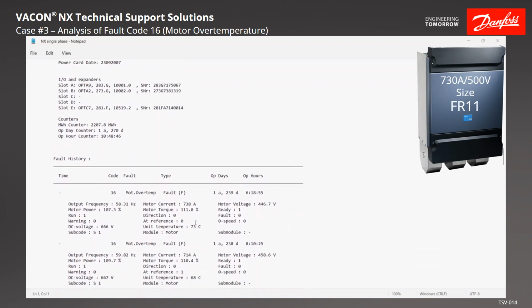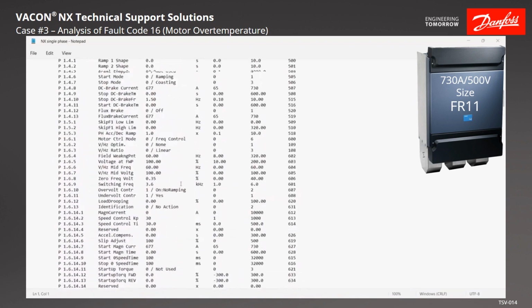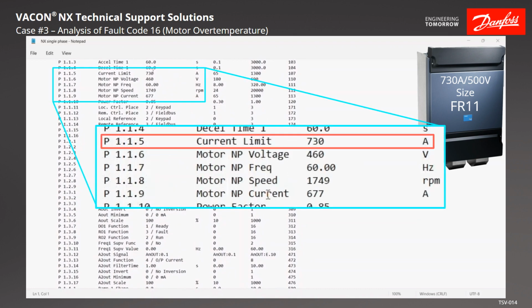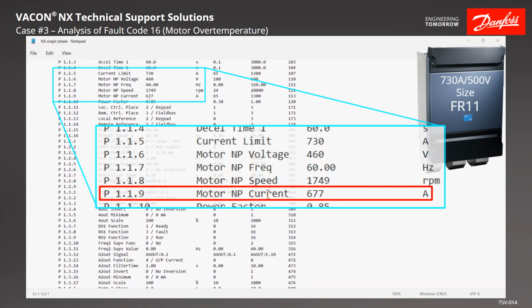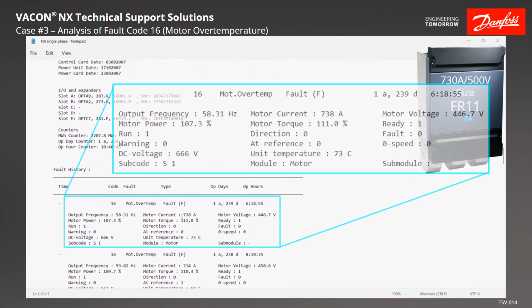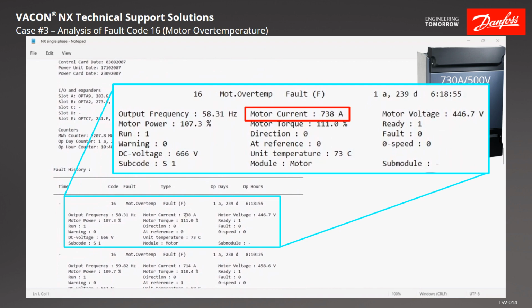So we go up here with the current that we got, 738 amps, and take a look at the motor data that's put in here. We're right about at the current limit. The motor nameplate is 677. So with 738 amps, I would expect the drive to trip on a motor over temperature because you're constantly putting more current to the motor than what the motor is rated for.